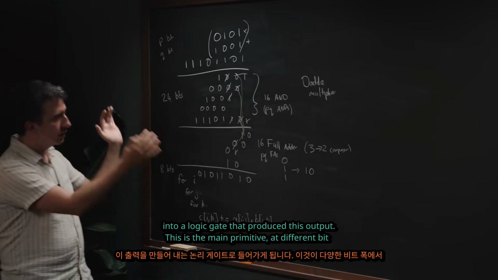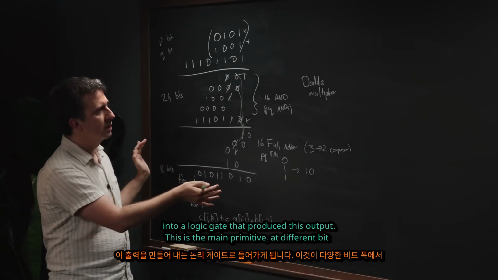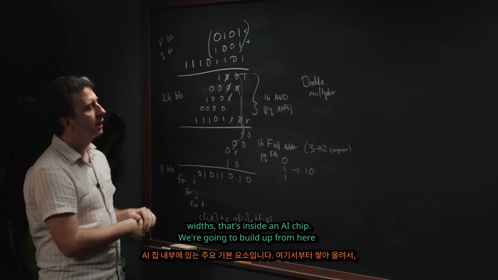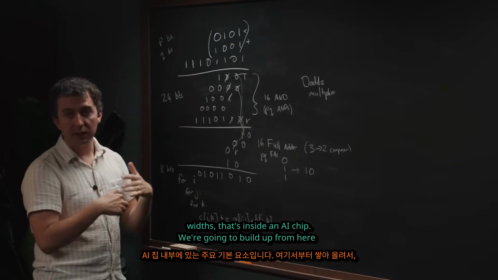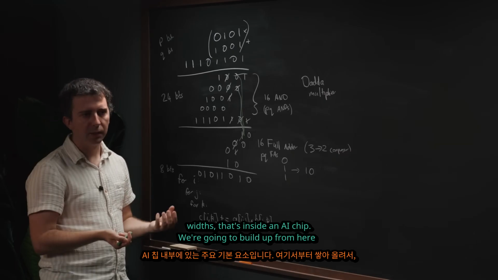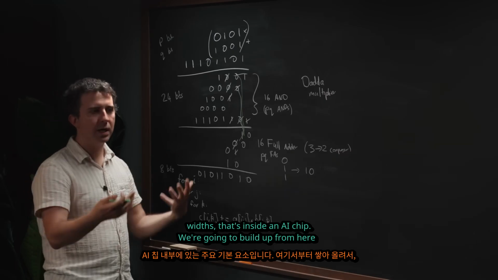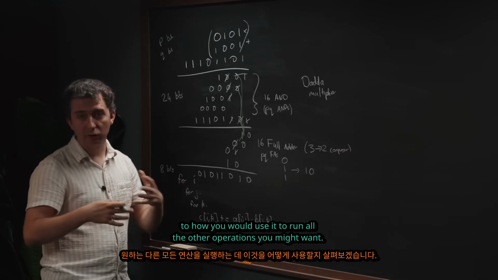Okay, so this is the main primitive at different bit widths that is inside an AI chip. We're going to build up from here to how you would use that to run all of the other operations you may want.